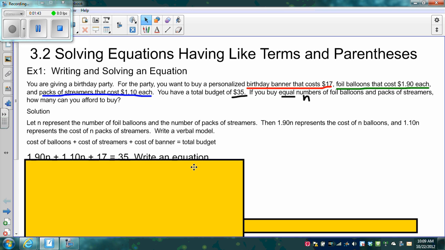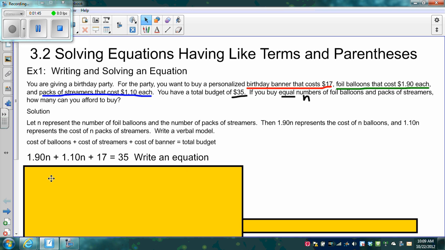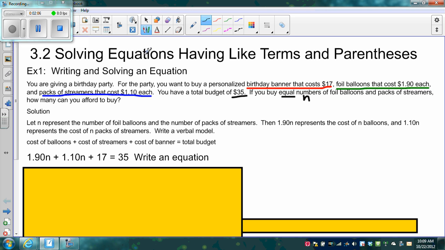Then we can just plug numbers in to write our equation. So $1.90 times n is going to be our balloons, plus $1.10 times n is going to be the packs of streamers, plus $17 for the total cost of the banner equals $35, which is our total budget. Now we can start combining the like terms. We have two terms here that we can combine, and we can also move this to the other side and combine it with 35.